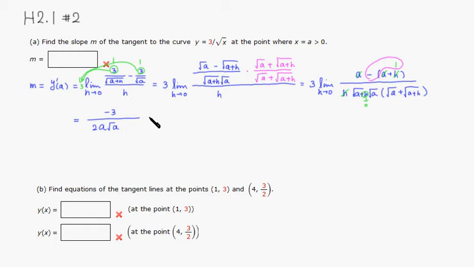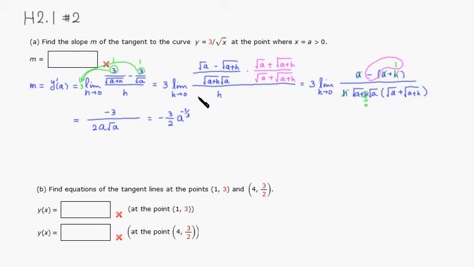If you want, you can write it as negative 3 over 2, and on the bottom, a to the first power times a to the 1/2. So it's a to the 3/2 power on the denominator, so that would be a to the negative 3/2 power.